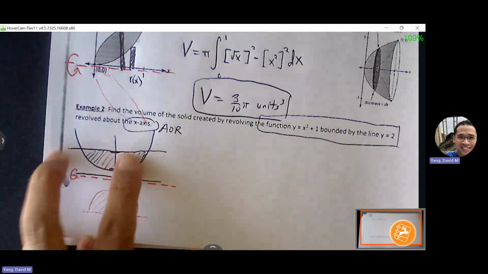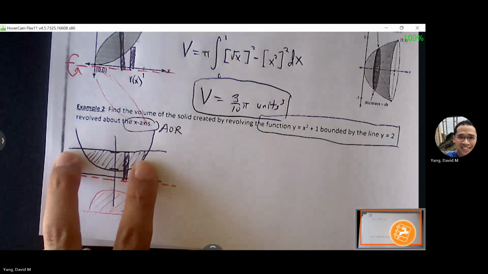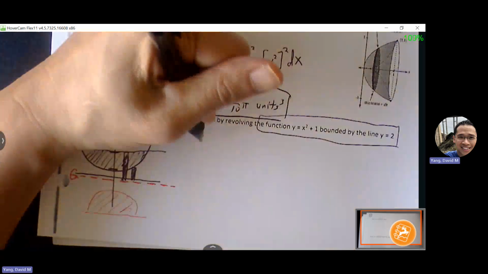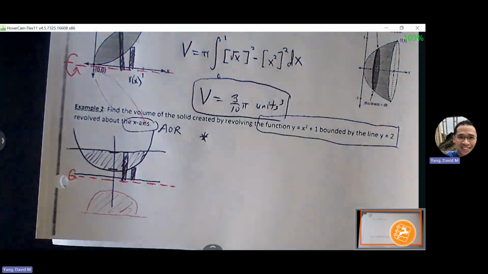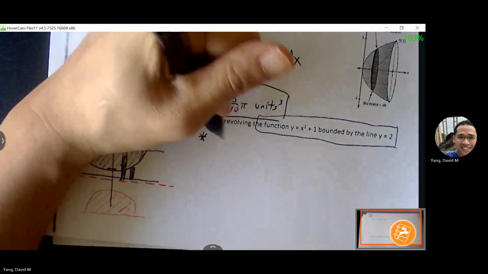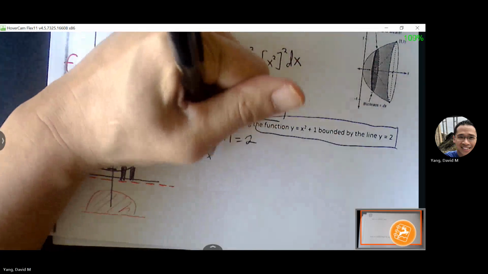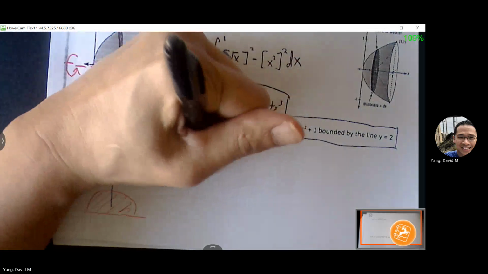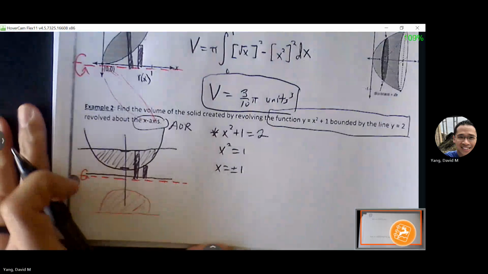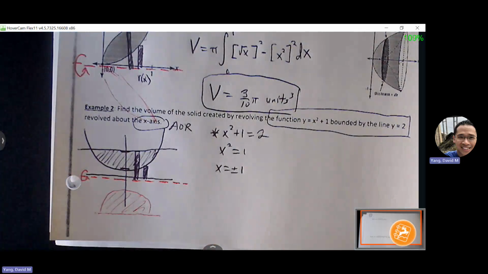We need the bounds. How do I find the bounds? Set them equal to each other, right? You can also use your calculator and do your intersections between the two graphs if you want. But I'm going to work it up by hand here. That's nice. Nice whole numbers, nice integer values there, 1 and -1.